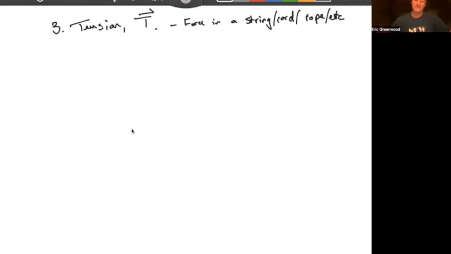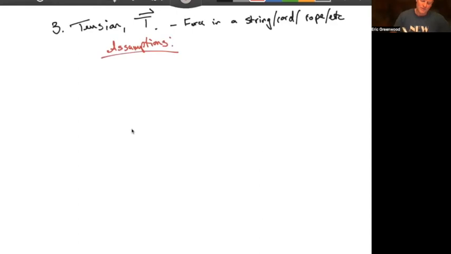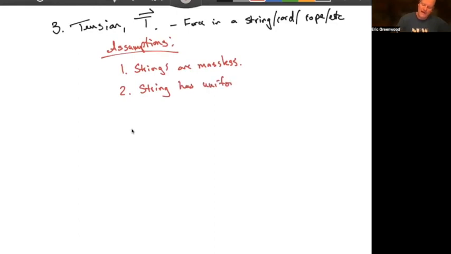Now, for the tension, we're going to make some assumptions. So let's talk about our assumptions. Assumption number 1: for now, our strings will be massless. This is mostly just to simplify as much as possible. Number 2: the string has uniform mass density.